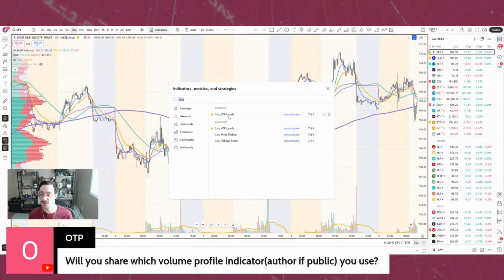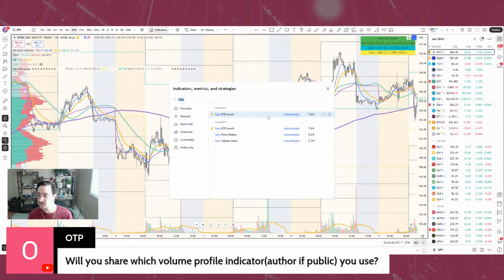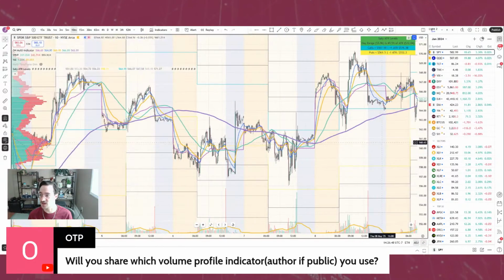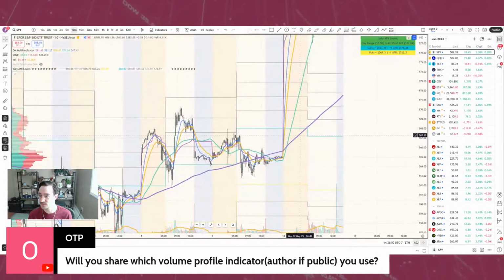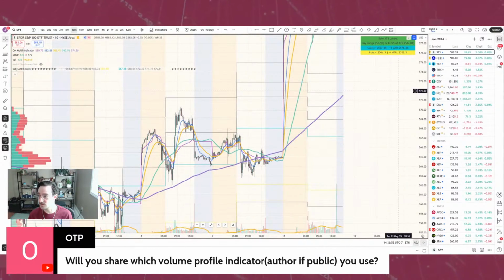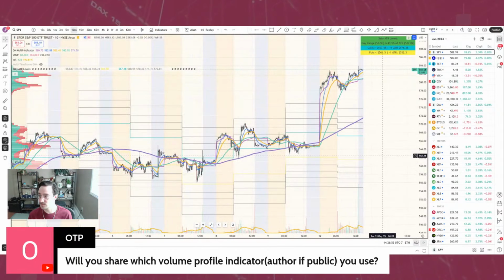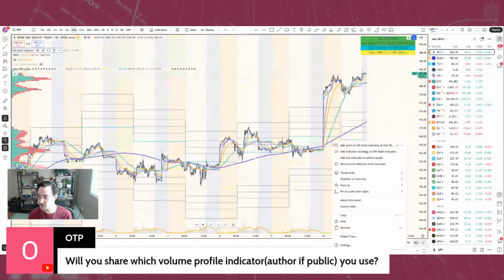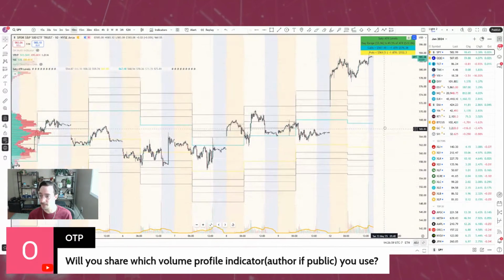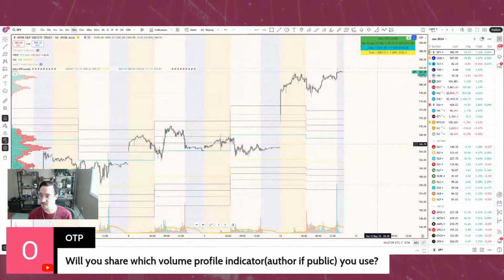So this is one that I really like. It's the SATY ATR levels. And this gives us a ton of information. So just for the sake of clarity, I'm going to turn my other one off real quick and just leave you with what we have here. So what are we talking about here?